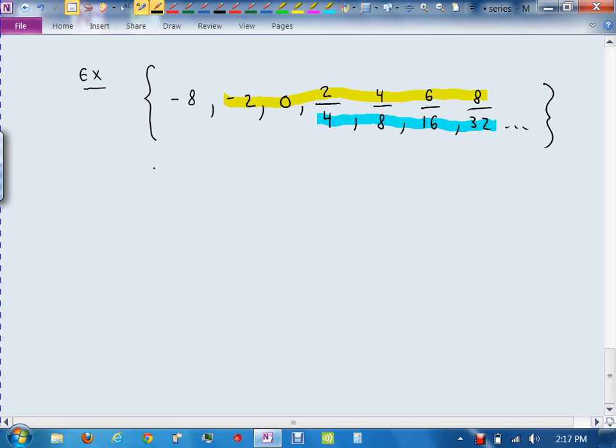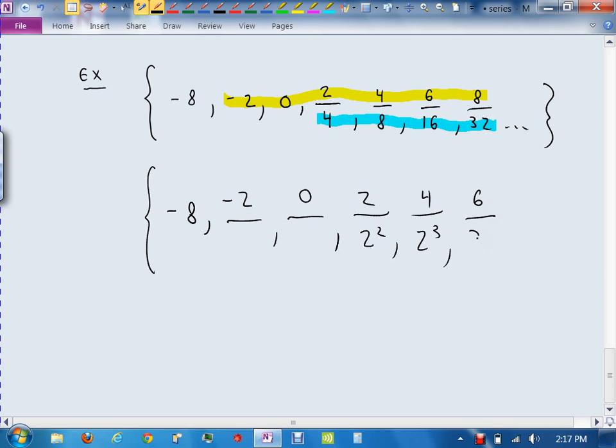So maybe I can rewrite this. I still don't know about this negative 8. I've got negative 2 on top. My next one's got a 0 on top. Next one a 2 on top, and then a 2 squared. And then a 4 on top, and then a 2 cubed. And then a 6 on top, and then a 2 to the 4th. And then an 8 on top, and a 2 to the 5th, right? Do y'all see that?